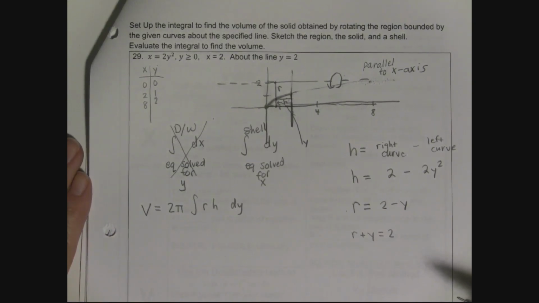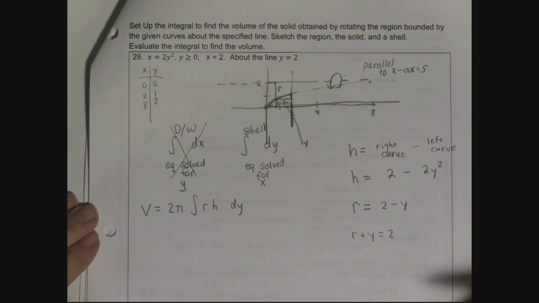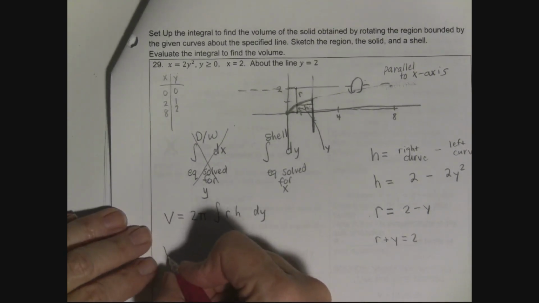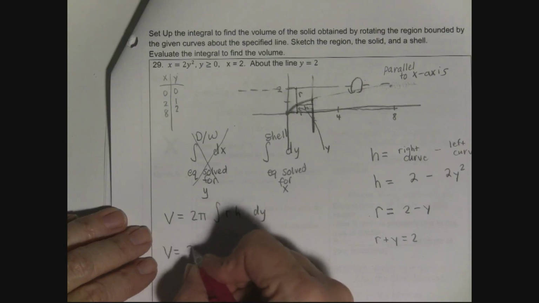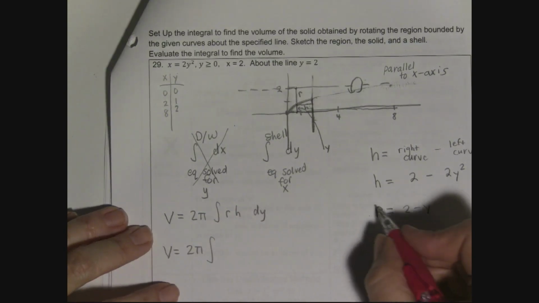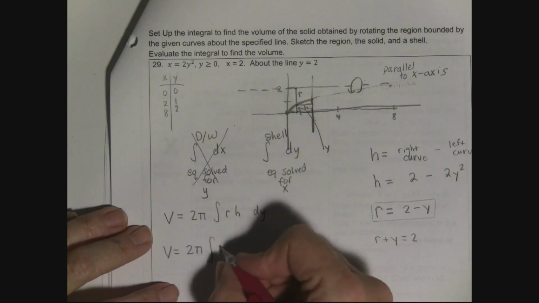Okay, so r is always the distance from the axis of rotation to h, and so now when we go here, our volume equals 2 pi integral, r is equal to 2 minus y.